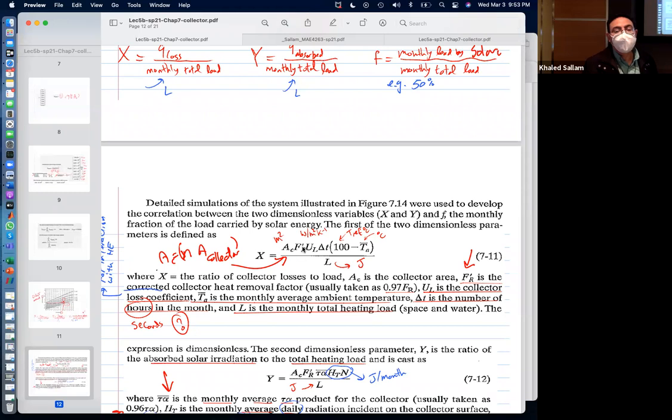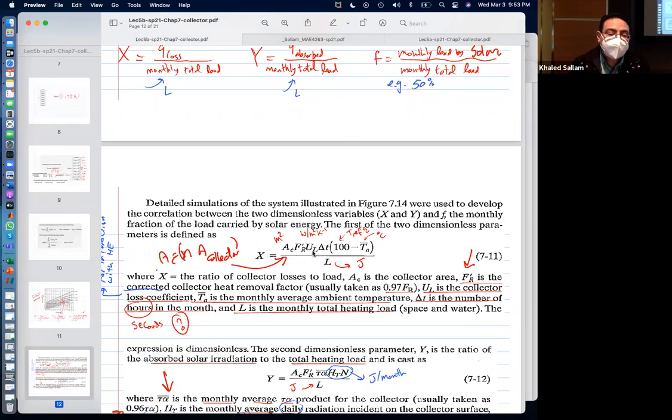Well, here it's FR prime. People forget this. What's FR prime? We tell you it's 0.97 FR. Why? Because you are doing it for monthly calculation, and it's also based on experiments. You need to use the recipe, part of the empirical formula. It's going to be 0.97 FR.